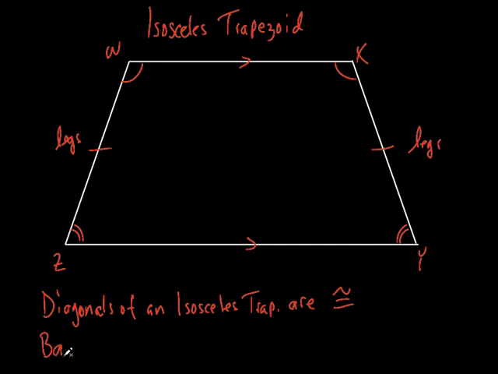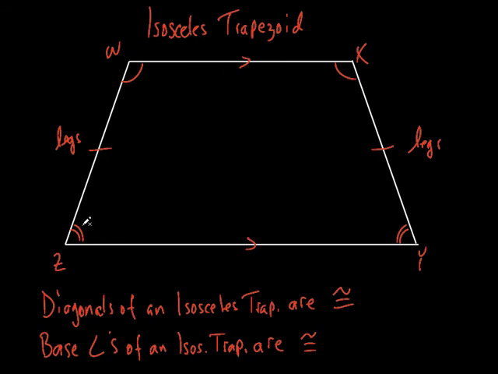So what can we say about the base angles? Let's write this down. So what did we say about the base angles? The base angles of an isosceles trapezoid. I'm shorthanding a lot of stuff. So the base angles of an isosceles trapezoid are equal or congruent.